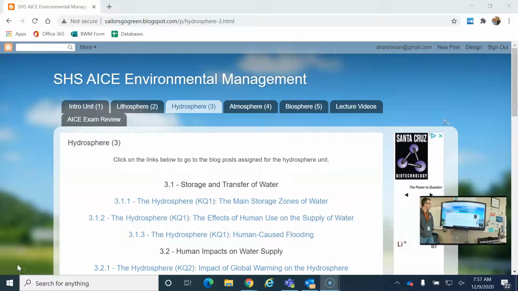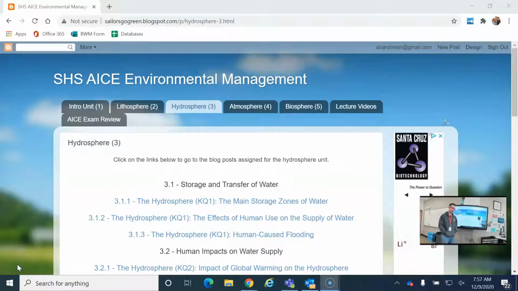Okay, so we're going to look at the third section now, which is human-caused flooding. We looked at human use on the supply of water, and now we're going to look at flooding. Flooding's been a big issue in many parts of the world for a long time. It's starting to become a bigger issue in the United States.